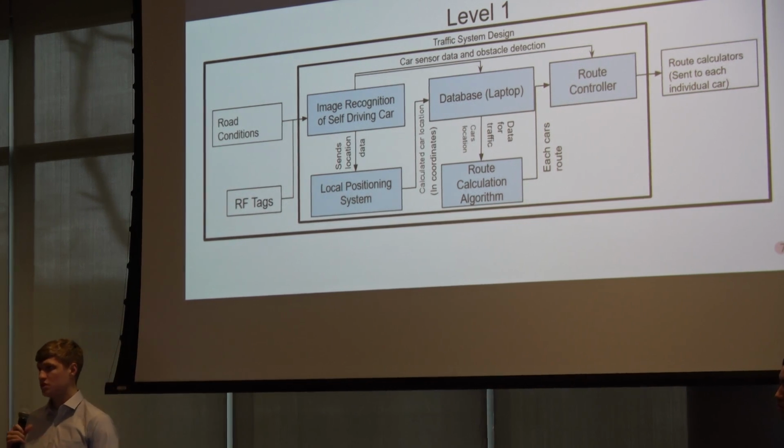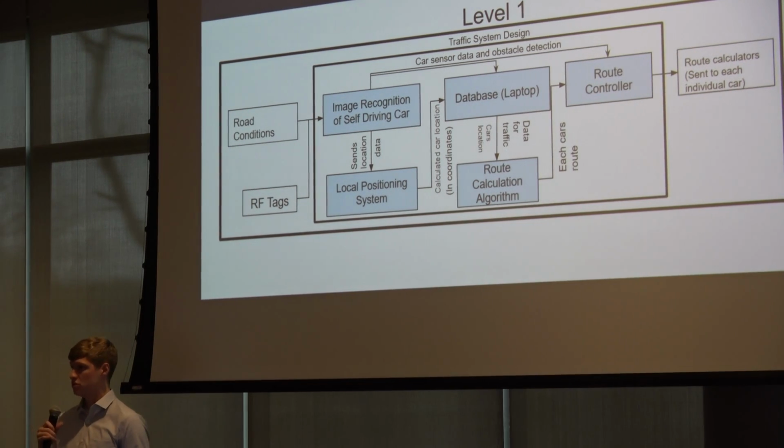When designing our small scale system, we knew we couldn't use GPS because it was too inaccurate for our small scale. So we created our own local positioning system by putting RFID tags all along our small scale model, and every time it drove over one, it would get a location. Then it takes that location data, calculates it, changes it into coordinates, and sends that to our database.